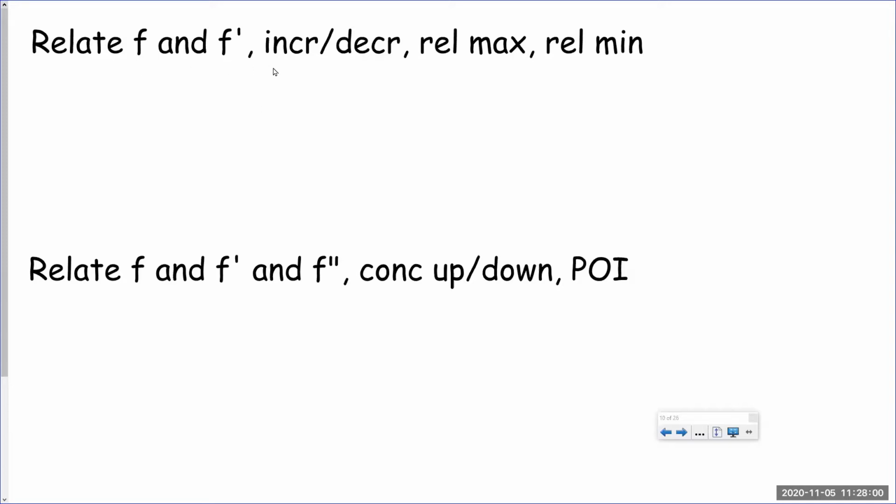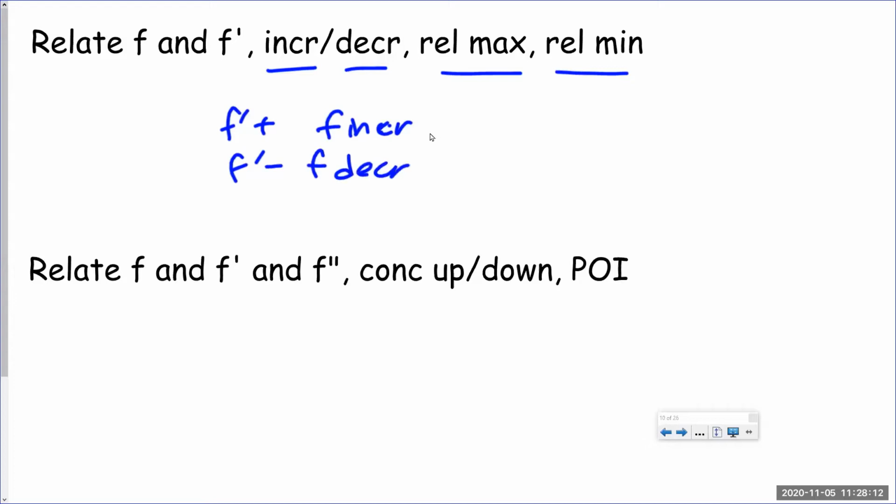If you're ever asked increasing, decreasing, relative max, relative min, you always use F prime positive, F is increasing. F prime negative, F is decreasing. If you ever move from the top row to the bottom row, you have a relative max on F. If you ever move from the bottom row to the top row, you have a relative min on F.